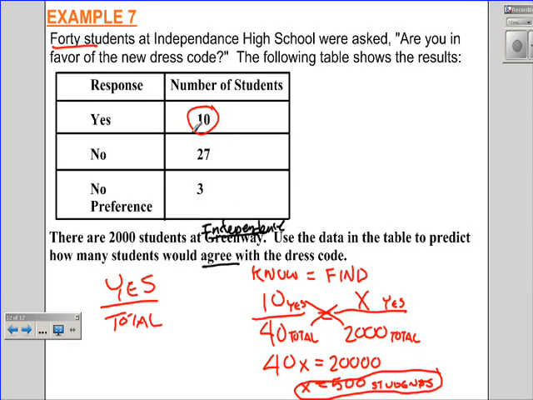So out of 2,000 total students, 500 would have said yes, that they agree with the dress code. Let's see, does that make sense? We had 40 students, 27, so more than half, said no. We know that 10 is much less than half. In fact, it's half of half: half of 40 is 20, half of that is 10. So half of 2,000 is 1,000, and half of that is 500. So does our answer verify? Yes, it does. That is the end of our lesson today.